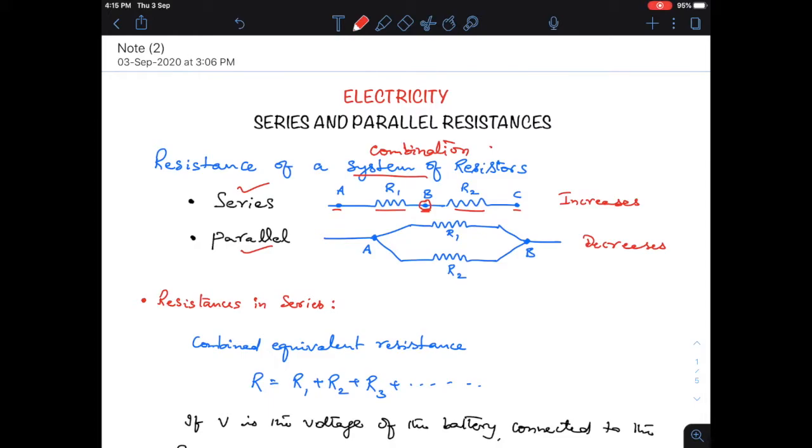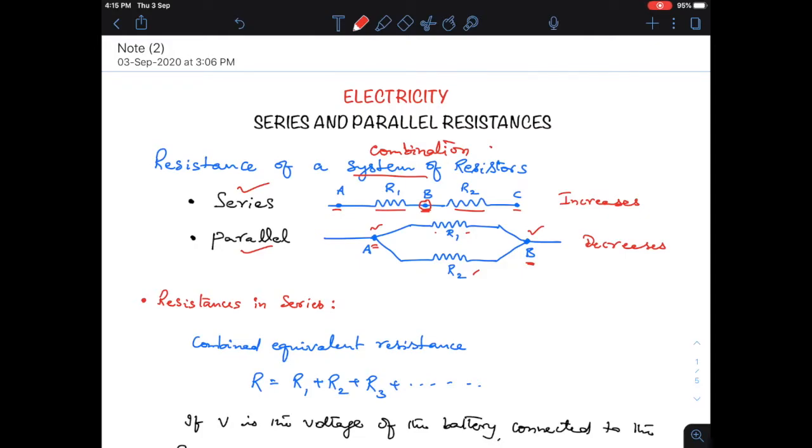Now, parallel is, again, I have taken two resistances R1 and R2, and these two resistances are connected between the same points A and B. The end points for these two resistances are the same, A and B. Now, if I calculate the total resistance, that I call the equivalent resistance or combined resistance or resultant resistance, whatever it is.